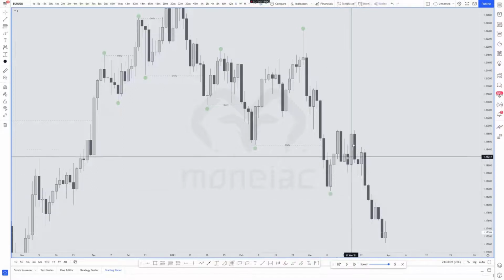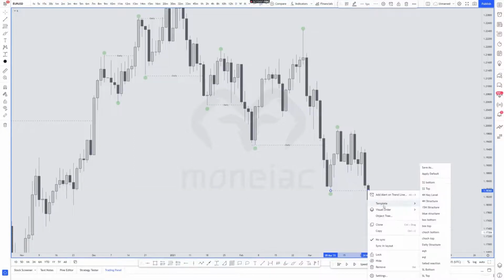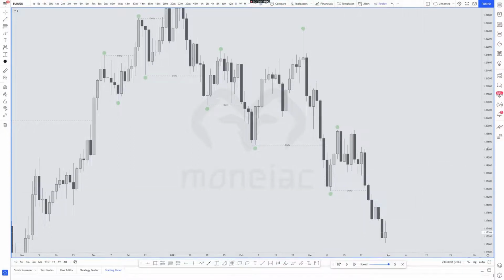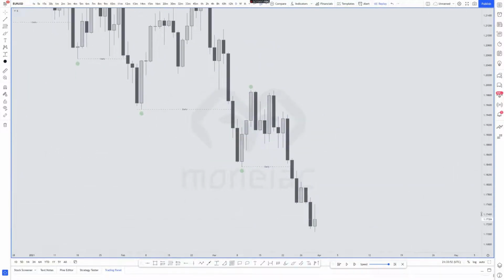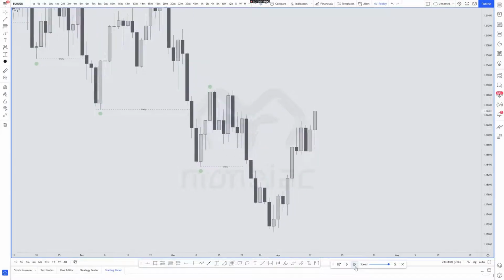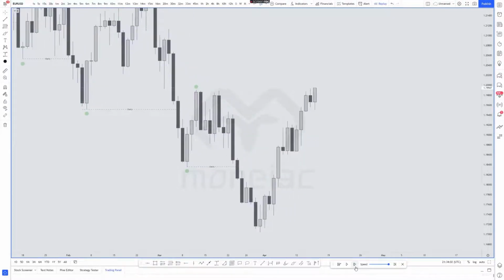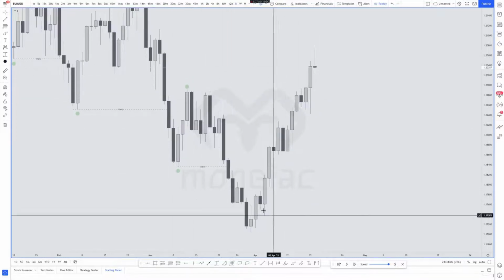So once again, we have a pullback here, and you have another structure break. Now order flow is still continuing on down. We haven't had any real pullback worth mapping yet. And ultimately, order flow becomes bullish here.